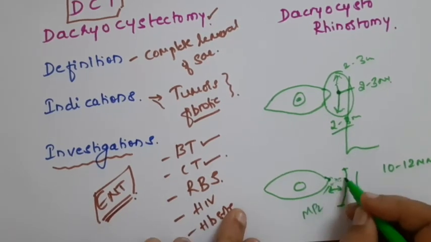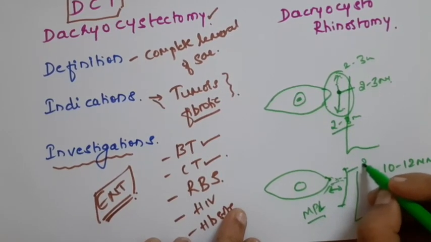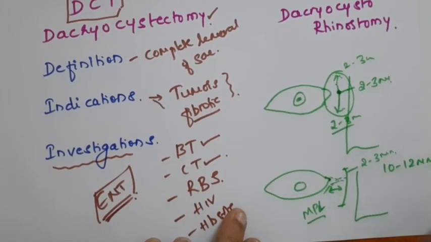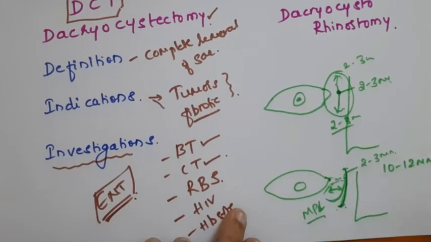So if you take this as the landmark for MPL, that is medial palpebral ligament, your incision should be just 2 to 3 mm above the MPL, and the remaining part of the incision will come down. It can either be straight incision, or it can be curved incision, or it can be even J-shaped incision. So this is the incision for both DCT as well as DCR.